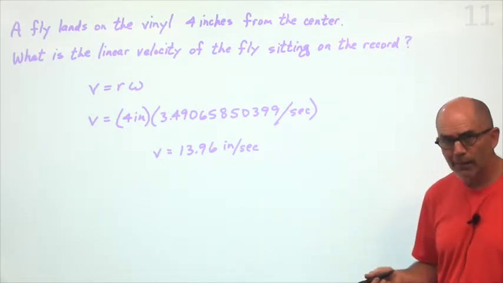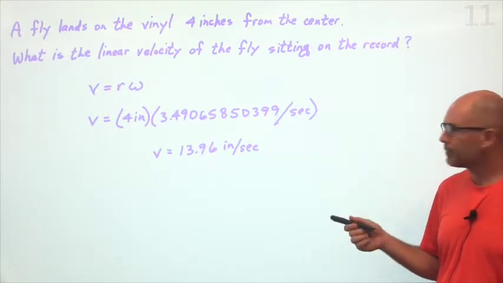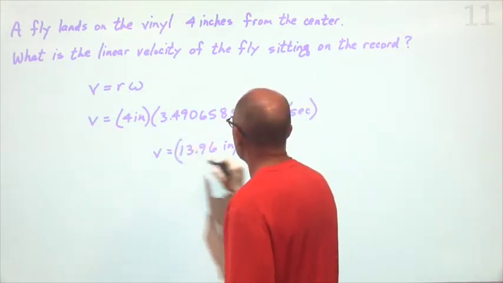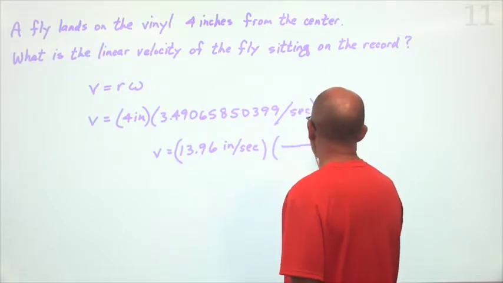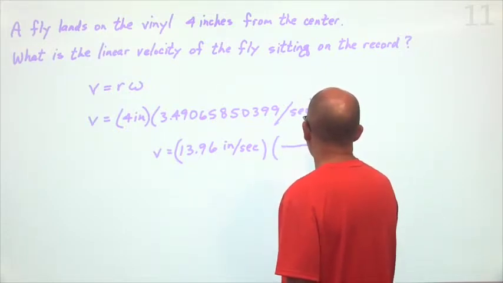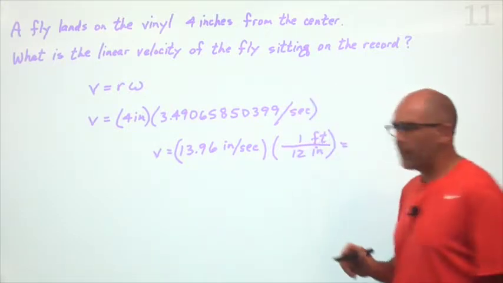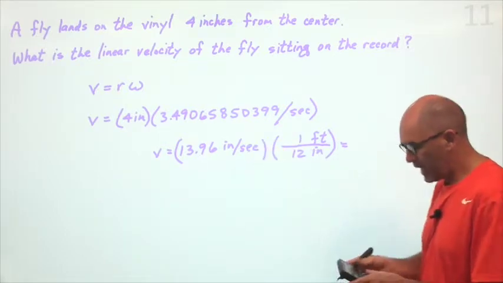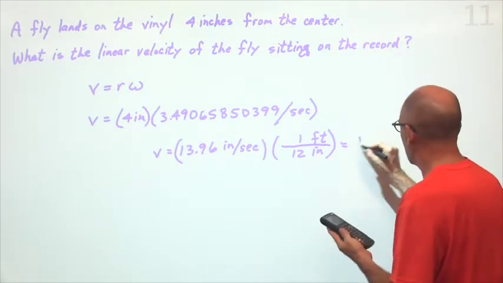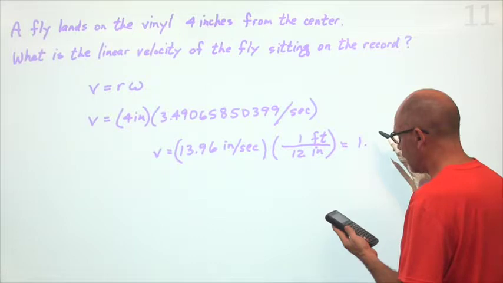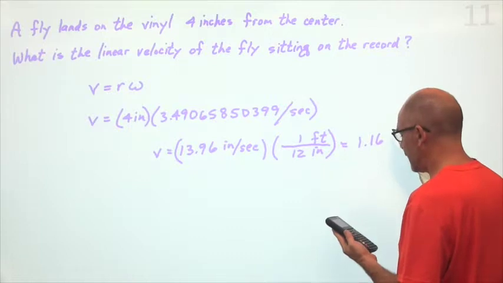That fly is cooking. Okay, let's check that out in feet per second. If I want this in feet per second, then what I need to do is get rid of inches. So I'm going to put inches on the bottom and put feet on top, and there's 12 inches in 1 foot. So when I multiply this out, basically I'm going 13.96, which is in my calculator, divide by 12, and it's 1.16355, so 1.16 feet per second.